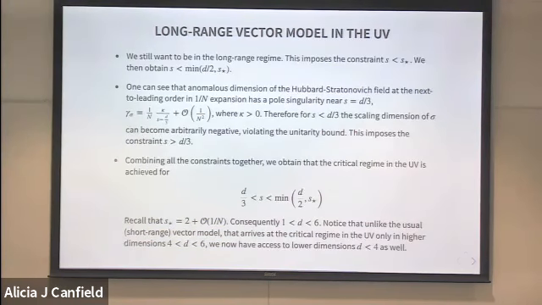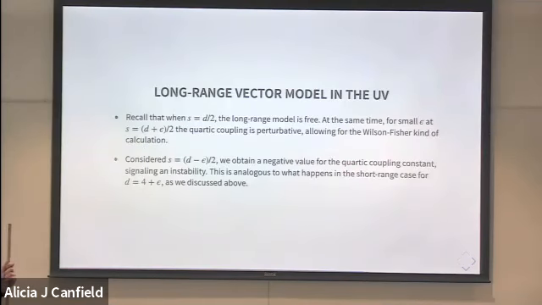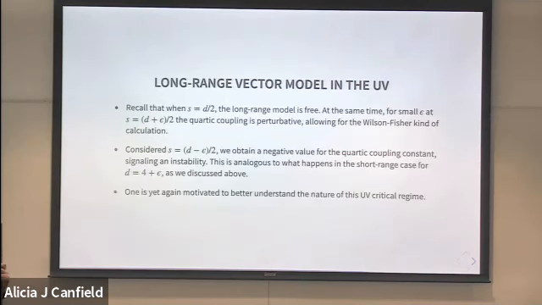This is to be contrasted with the critical ON vector model, local ON, or short-range ON vector model in the UV. Again, same problems with instability. So you could have done Wilson-Fisher expansion for S slightly below d over 2. You would get a negative valued fixed point value for the quartic coupling constant. It's analogous to what you get in D equals 4 plus epsilon dimensions for the short-range model.